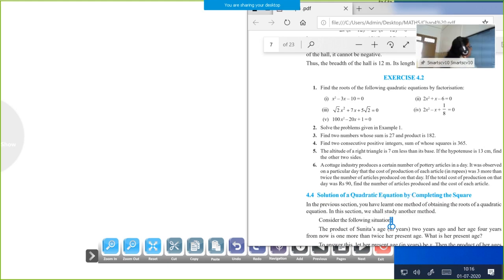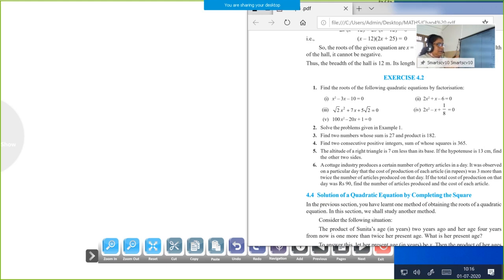Read the next question. The altitude of a right triangle is 7 cm less than its base. If the hypotenuse is 13 cm, find the other two sides.